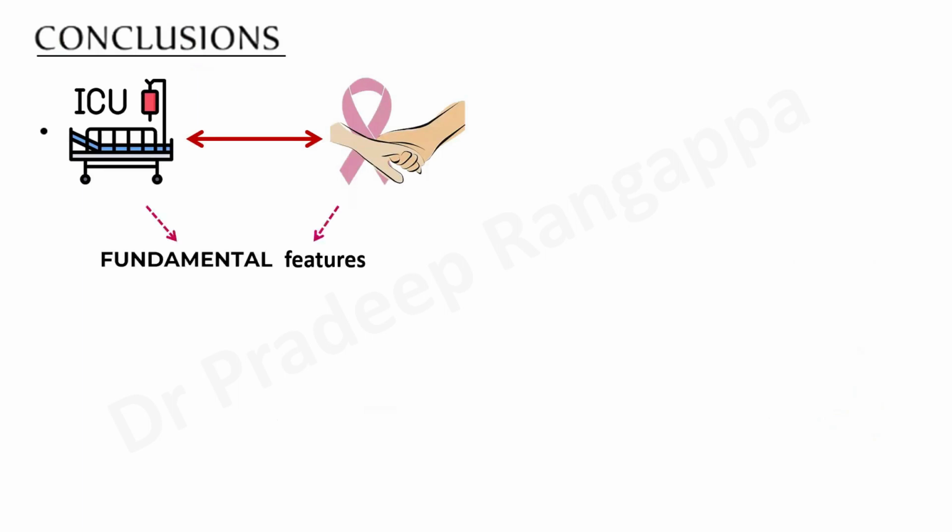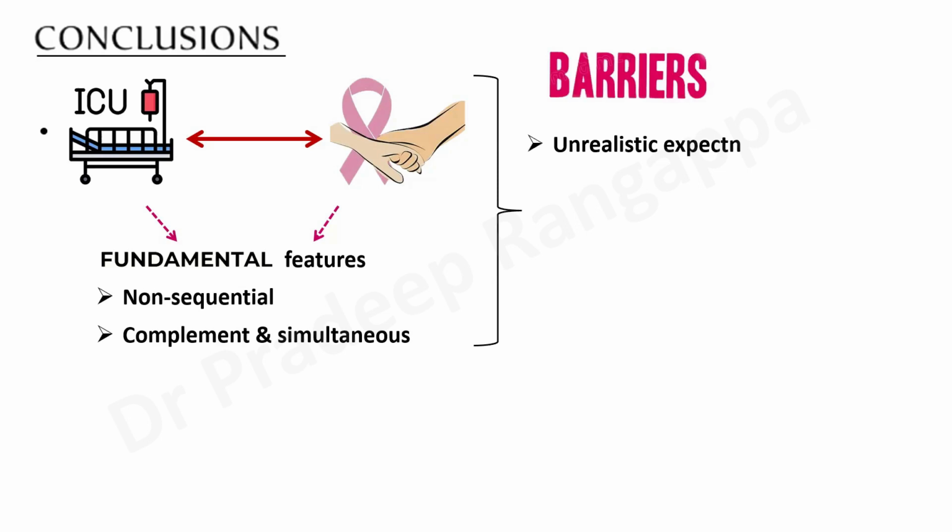The fundamental features remain the same, but what we need to understand is that it is non-sequential. When we say non-sequential, there is overlap of palliative care. It's not like after ICU care we take them to a separate space where separate palliative care is given. They are overlapping, complementary to each other, and simultaneous. It's not that they go out of the ICU and then we institute palliative care. Palliative care is an integral component of ICU care, and they complement, synergize, and happen simultaneously within the ICU.